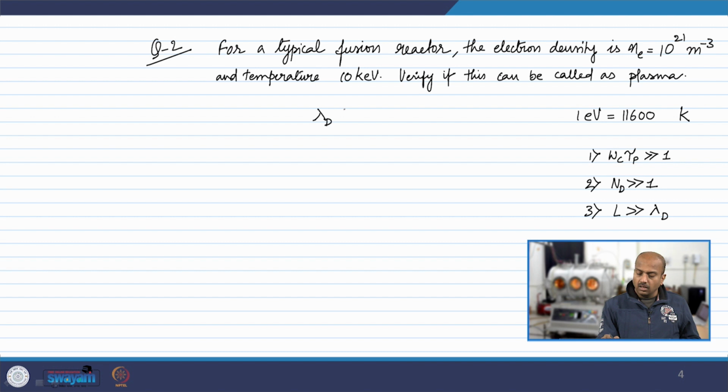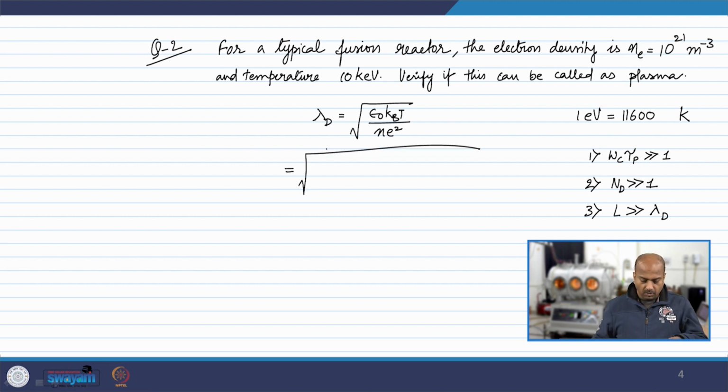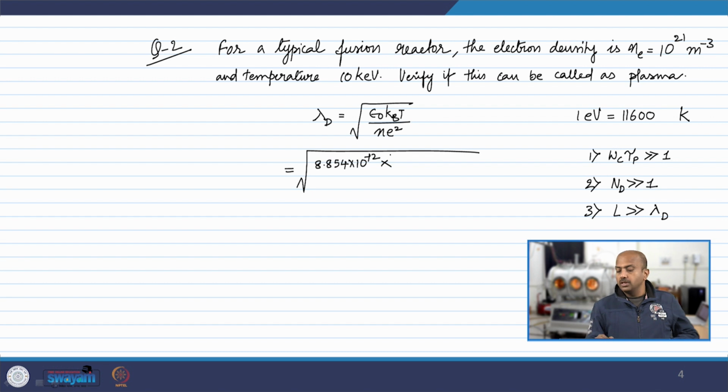Lambda d is equal to square root of epsilon naught kBT by n e square. We know the meaning of each of the variables or constants that appear on the right hand side, so we can directly substitute. Epsilon naught is 8.854 times 10 to the power of minus 12. kBT is the energy, right. So, temperature is used in electron volts, so the Boltzmann's constant should also be converted into electron volts. We can write 10 to the power of 4 as the temperature, and in electron volts, you have to write 1.6 times 10 to the power of minus 19. 1 electron volt is equal to 1.6 times 10 to the power of minus 19 joules.